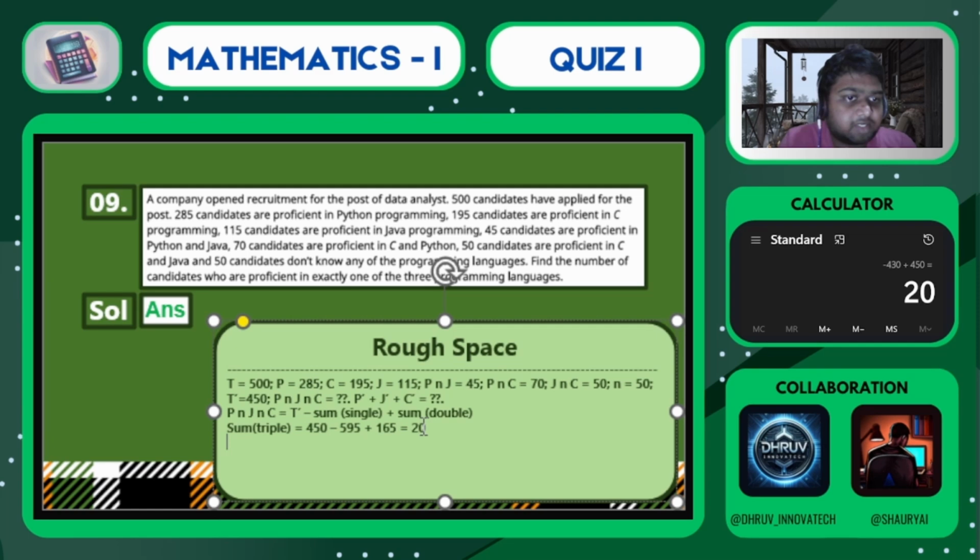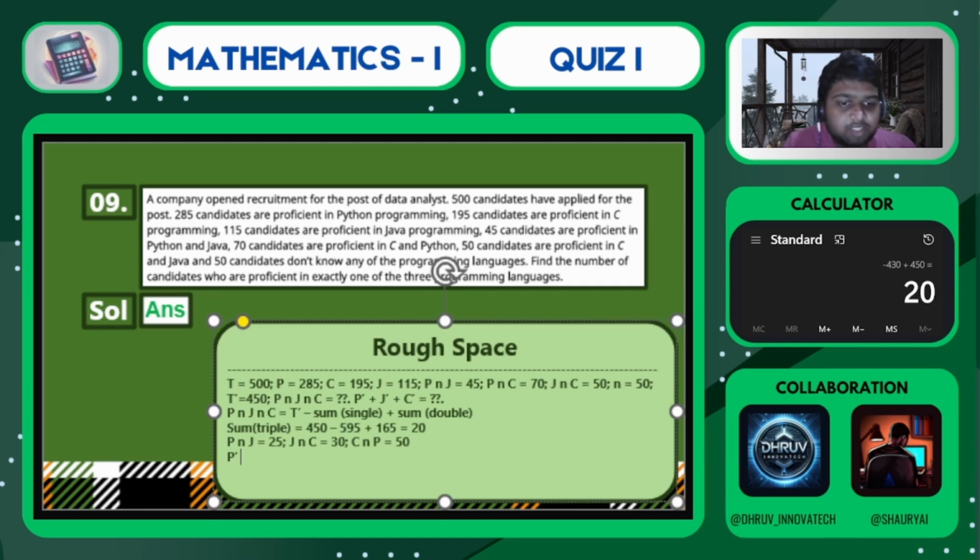So we'll subtract 20 from each of the following sets. P and J equals 25. Then we'll check J and C. Sorry, J and C would be 30 and P and C would be 50.